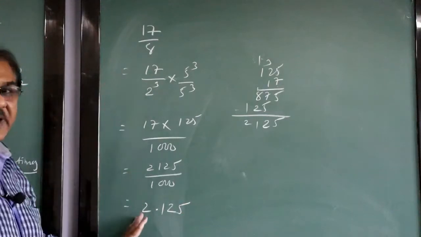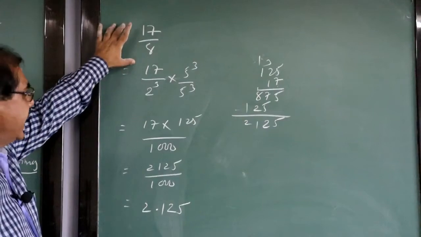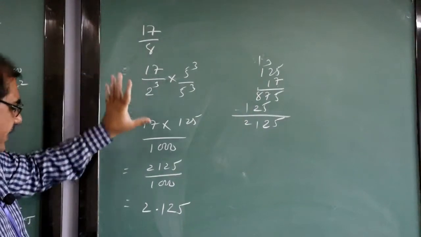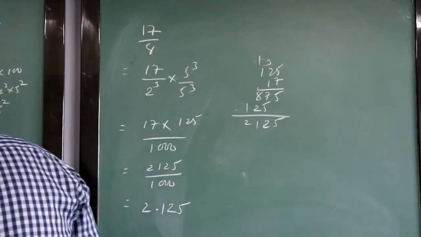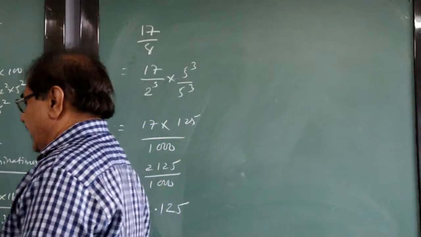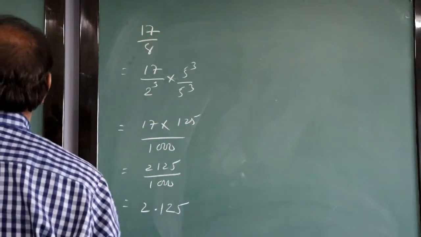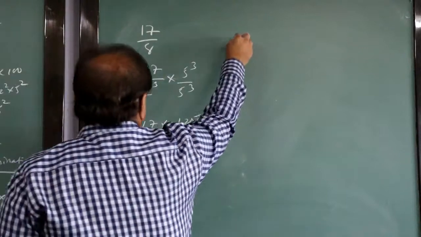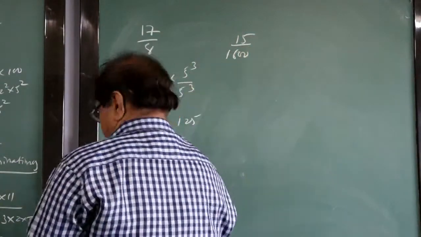So this is how you can convert the simple fraction, checking that it can have a terminating decimal expansion. You can do it like this. And we take the last example for today, which is having a terminating expansion. Suppose it is 15 upon 1600.